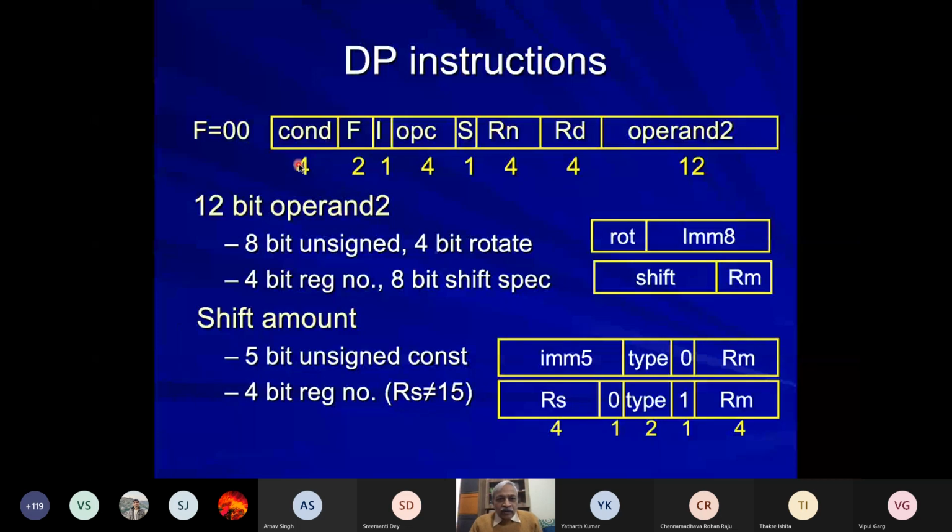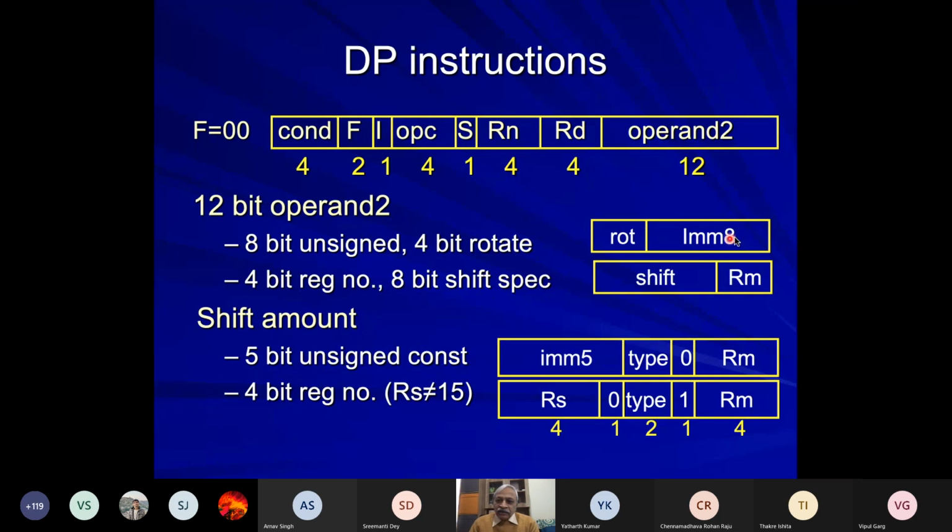Okay, so I was talking about different fields. F field is for the format. OPC is the opcode. So 4 bits means you can specify 16 different instructions, add, subtract, and so on. There is a list of 16. We'll come to that at some point of time. And Rd is a register field which specifies the destination register. Rn is the first operand, which is always a register. The second operand can be a constant or immediate or a register. So the two options are shown here.